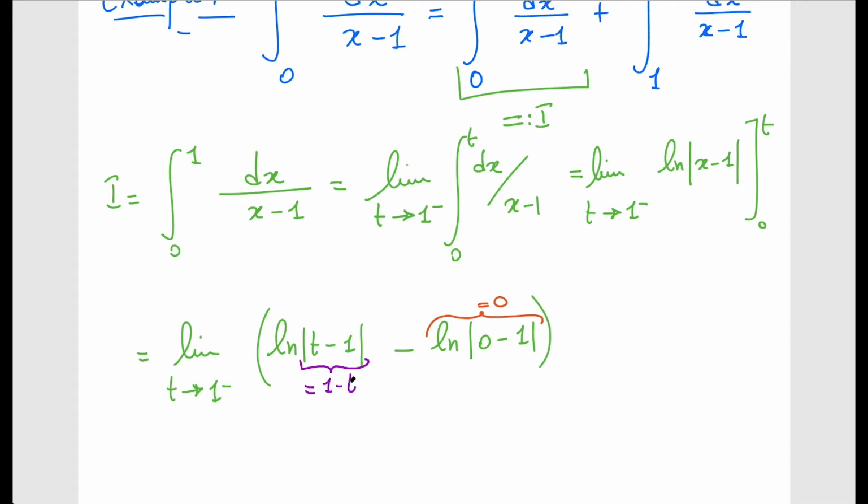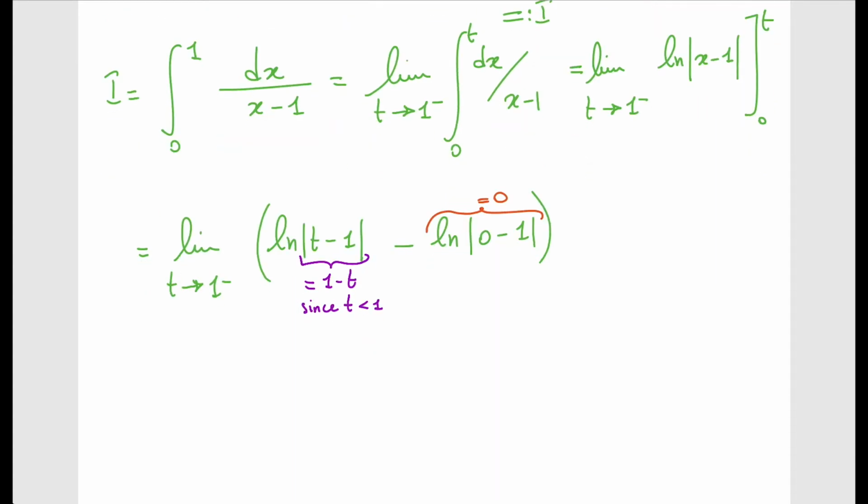This is 1 minus t. Why? Because t is approaching 1 from the left, so t is smaller than 1. And if t is smaller than 1, then t minus 1 is negative, and the absolute value of a negative number is the opposite of that number. The opposite of t minus 1 is 1 minus t. So all in all, this is equal to the limit as t goes to 1 from the left of ln of 1 minus t.